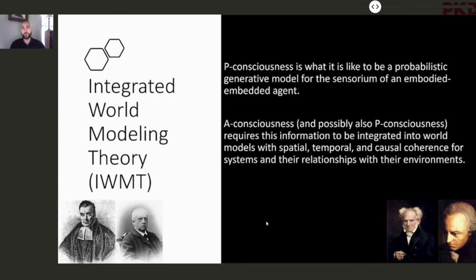In brief, integrated world modeling theory suggests that phenomenal consciousness is what it is like to be the functioning of a probabilistic generative model for the sensorium of an embodied embedded agent. Access consciousness, and possibly also basic phenomenal consciousness, require this information to be integrated into world models with spatial, temporal, and causal coherence for systems and their relationships with their environments.